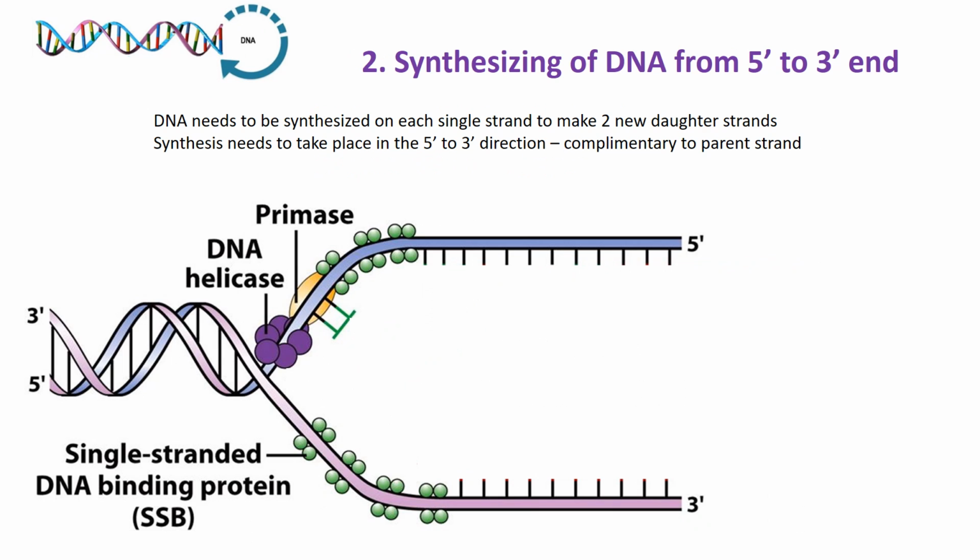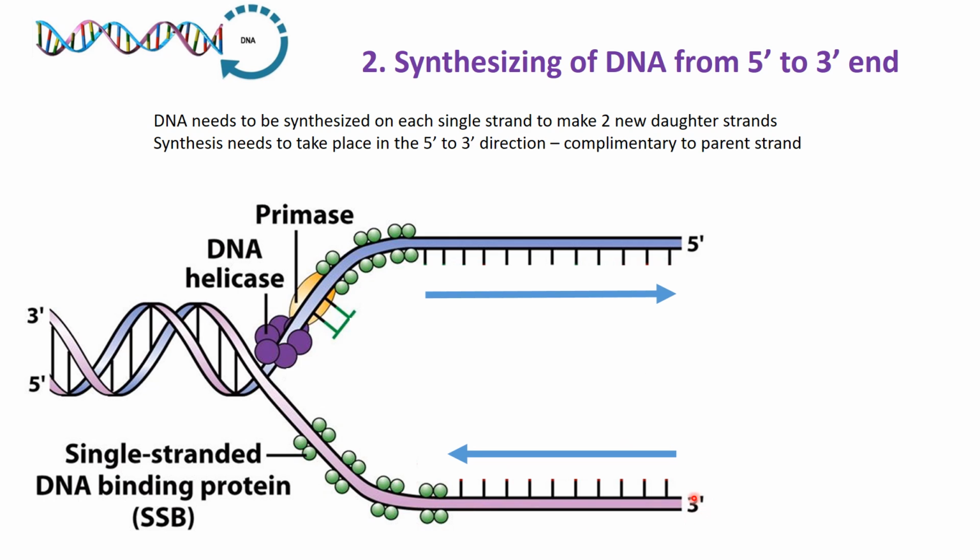Then we also said that DNA needs to be synthesized from the 5' to the 3' end. Okay, so DNA needs to be synthesized on each of these two strands because each of these strands act as templates to make two new daughter strands, and it can only take place in the 5' to 3' direction, complementary to the parent strand.